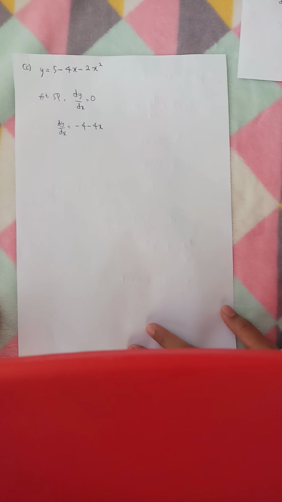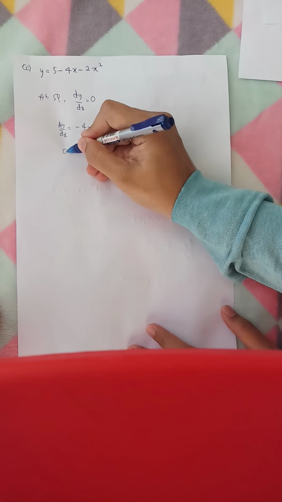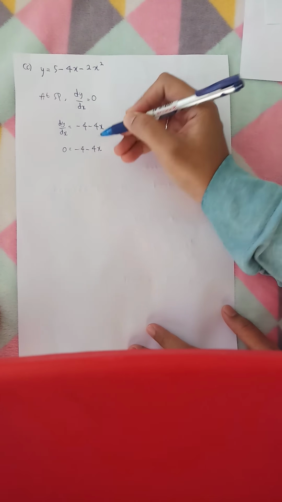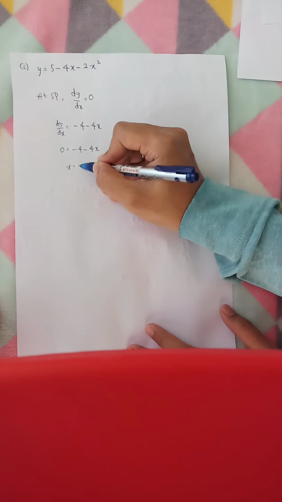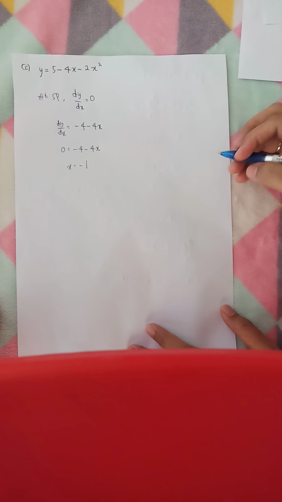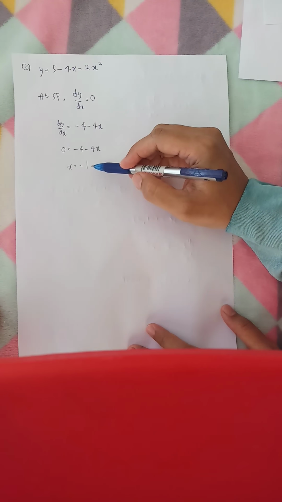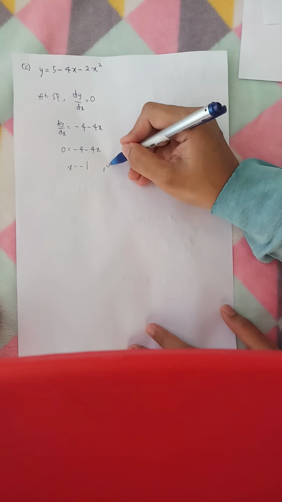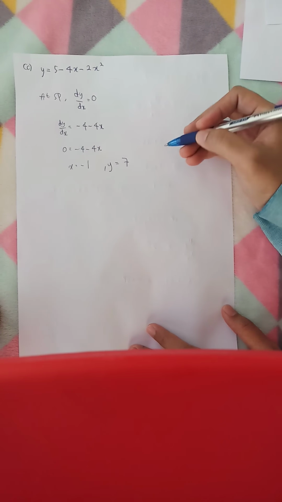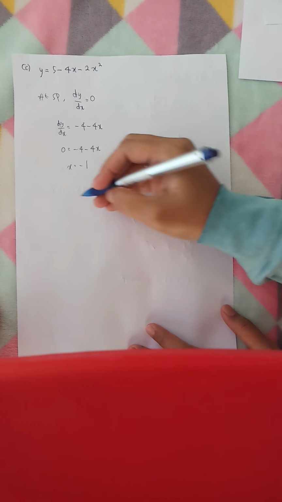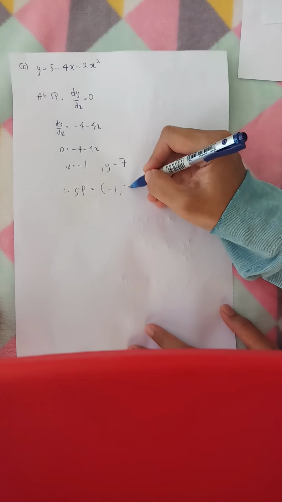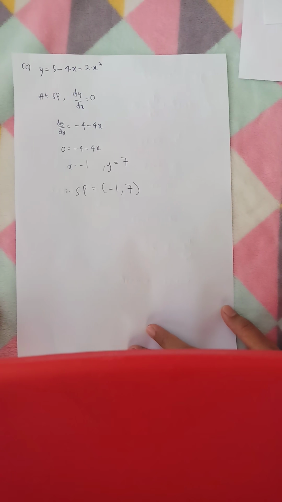Okay, so now we know that dy dx must be equals to 0. So negative 4 minus 4x. So therefore, you will get your x is equals to negative 1. Okay. So now, this is not in coordinate form. You substitute your x into your y. So you will get your y is equals to 7. Okay, do it yourself. So therefore, we know that the stationary point now equals to negative 1, 7. Done. We need to determine the nature.